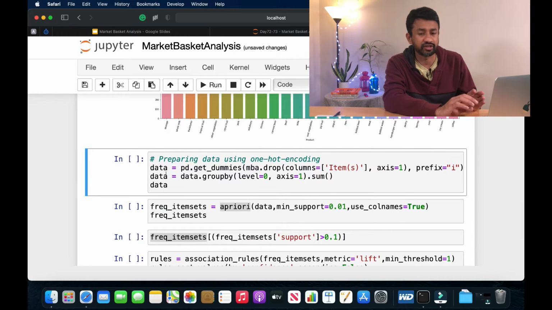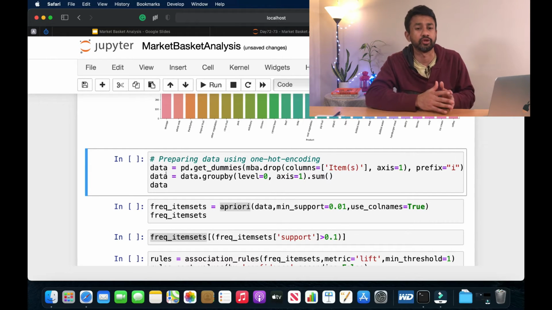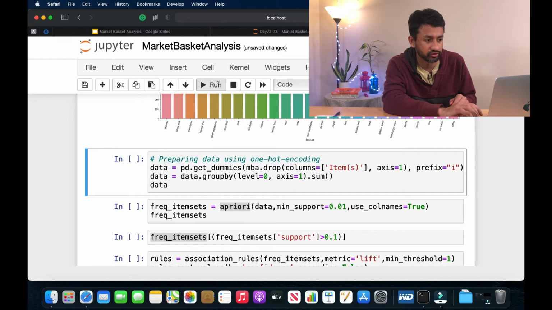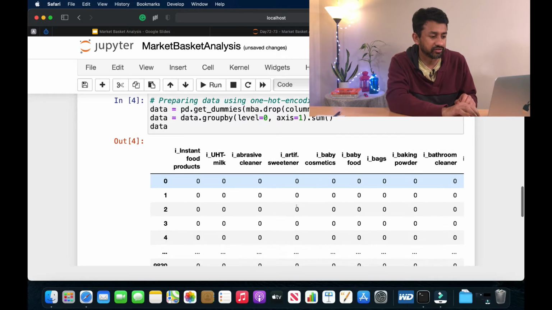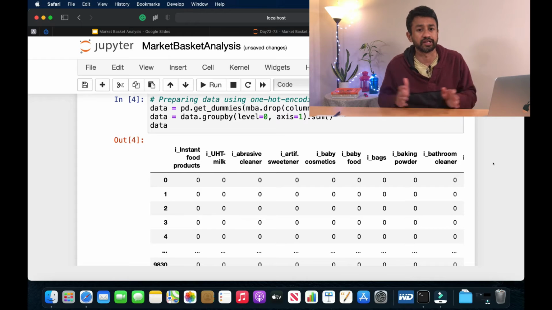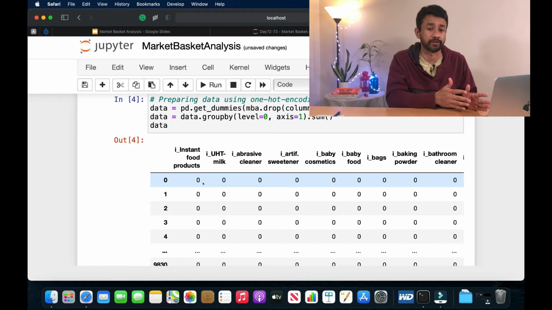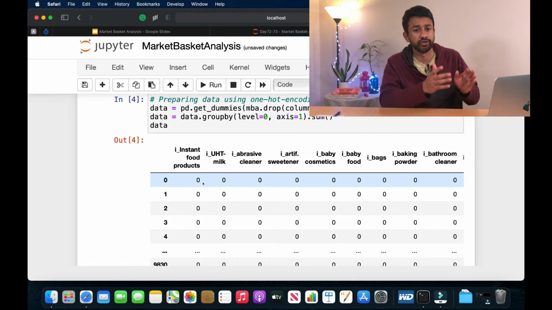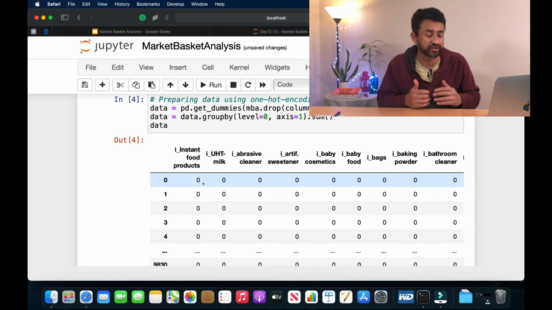So the second step is we need to process the data in order to make sure that it is in a format that is consumable by the Apriori algorithm that we are going to use today. So I'm going to use one-hot encoding, and these are the various transactions and the various items that are present in the entire data set. When we have 0, it means that those items are not present in that particular transaction. When we have 1, it means that those items are part of those transactions. This helps the algorithm in understanding what items are part of various transactions.